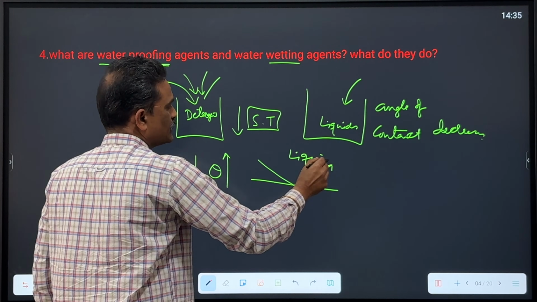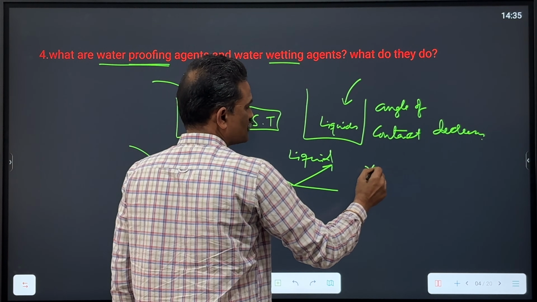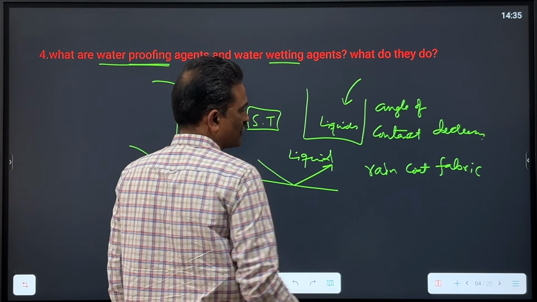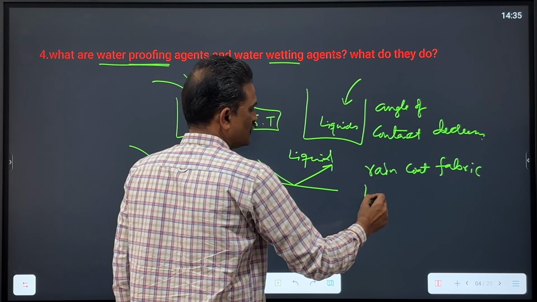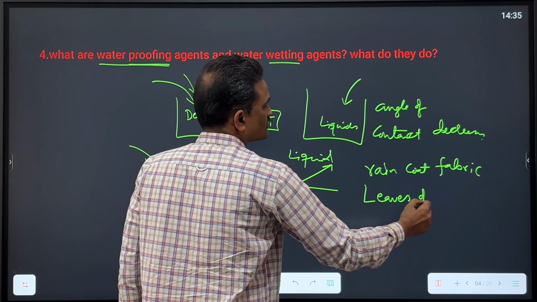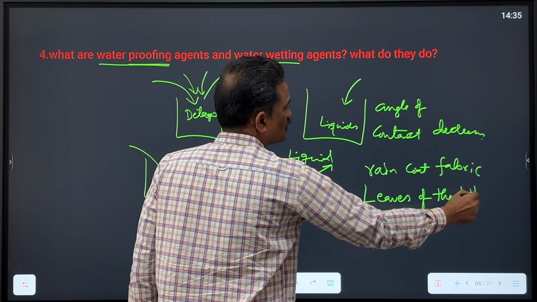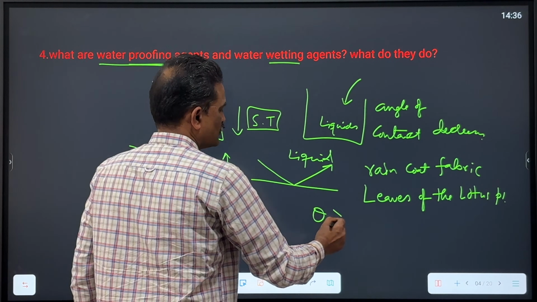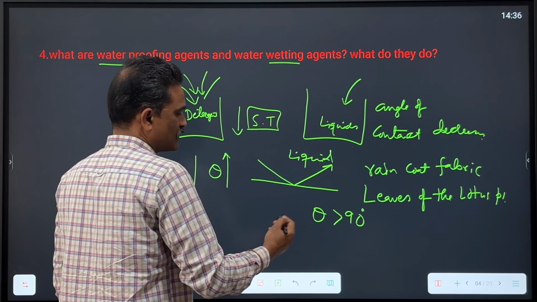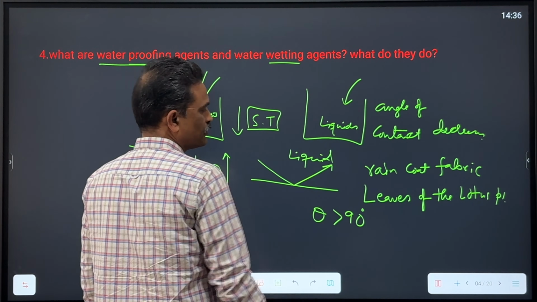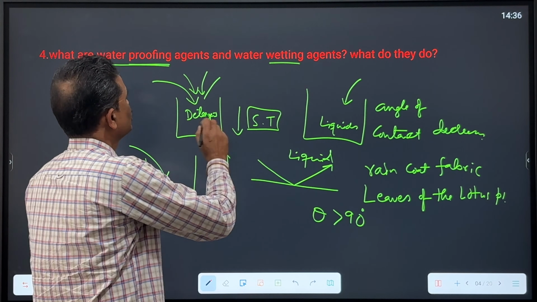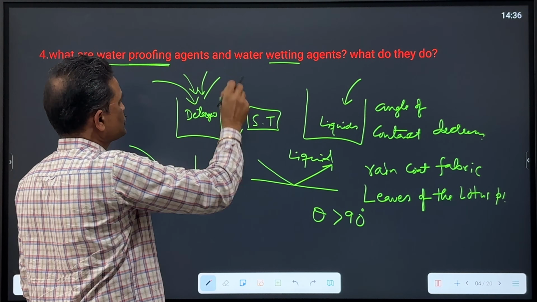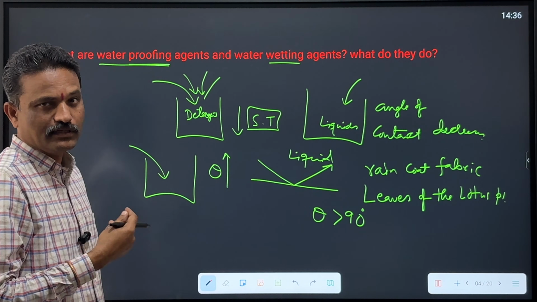The best example is raincoat fabric. The second one is the leaves of the lotus. That is the reason why the leaves of the lotus are not wet by water. If the angle of contact is greater than 90 degrees, it is not going to be wet. So such agents are called waterproofing agents. They do not allow the substance to get wet by the liquid.